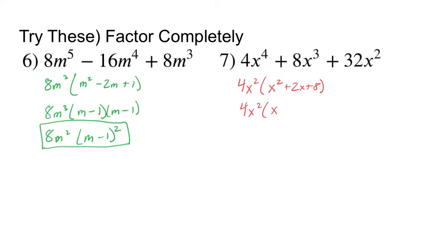And I cannot. Wait a minute, there's no numbers that multiply together to give me 8 and add together to give me 2. So it could be 1 and 8 or 2 and 4. None of those add together to give me 2. So guess what? I'm actually done right here with that answer. There's nothing else that can be done. Part of knowing when you're done factoring is exactly that, knowing you're done factoring. That comes with some experience and with some practice.